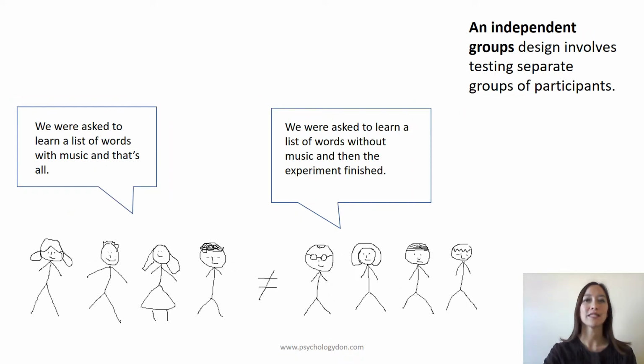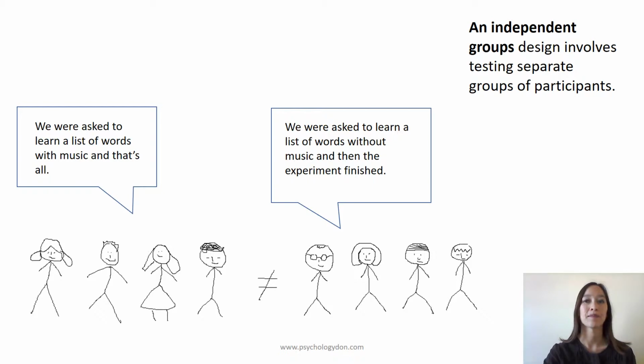An independent groups design involves testing separate groups of participants. Here, there are two different groups. One group is asked to learn a list of words with music, and that's all. And a separate group is asked to learn a list of words without music, and the experiment finishes there for them.